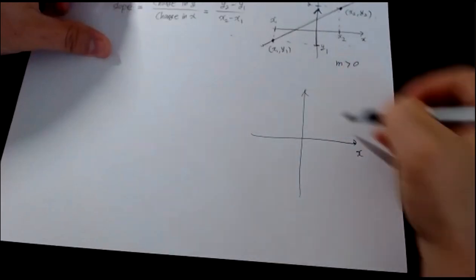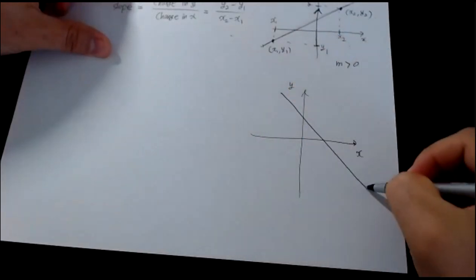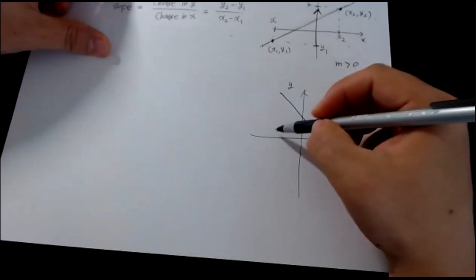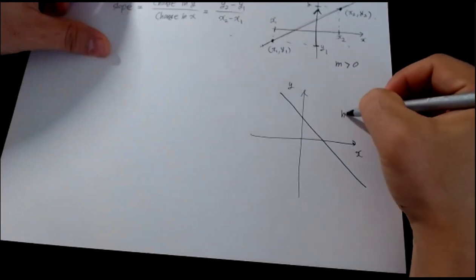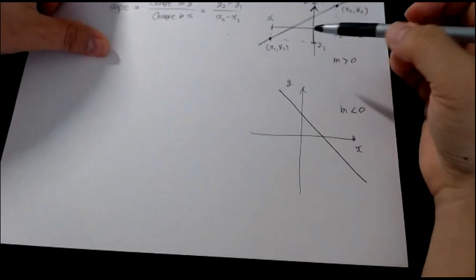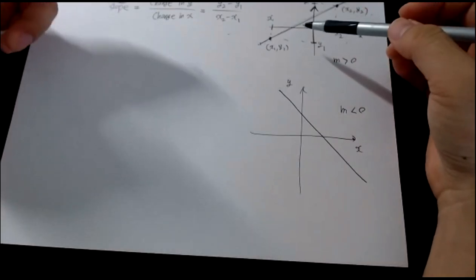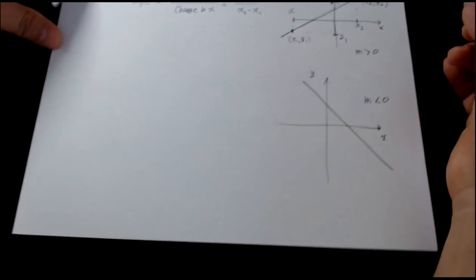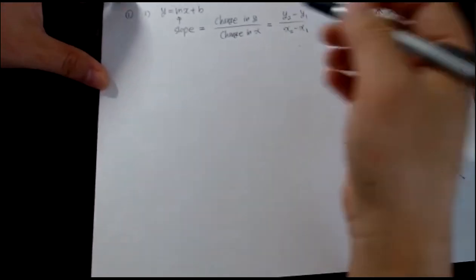Here x-axis, here y-axis. What if we graph it like this, starting from left top to right bottom? So then y value is decrease while x is increase. So it means the slope must be negative. Okay. So by just looking at the line, we can figure out the sign of slope. Okay. So now then back to here.